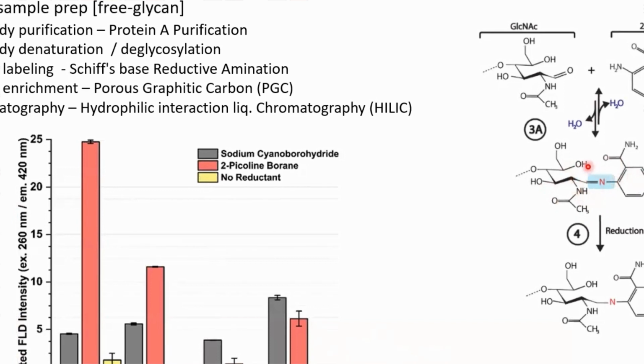This imine intermediate can at any time be broken in the presence of water to basically produce a 2AB and the free reducing sugar right here. So we have to use a reductant, and typically what's used is sodium cyanoborohydride, which is extremely toxic. So what we look to do is use 2-picoline borane, which is a much safer alternative to sodium cyanoborohydride.